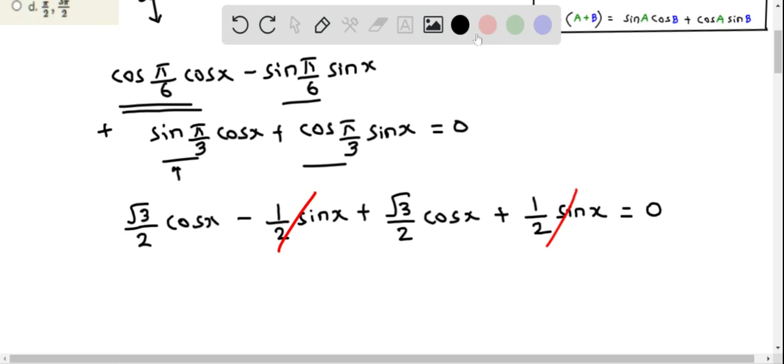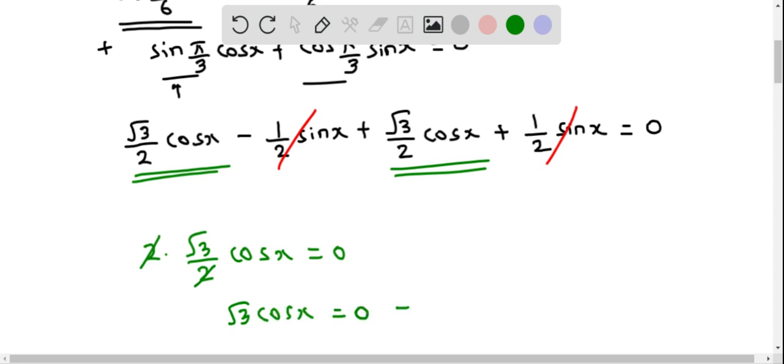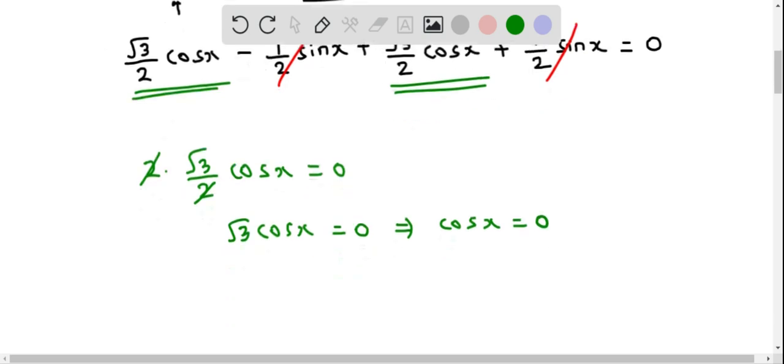So these two get cancelled, and we have these two terms, that is root 3 by 2 cosine x plus root 3 by 2 cosine x. So it will be 2 times root 3 over 2 cosine x, and this equals 0. So we can cancel these two 2's, and so we get root 3 cosine x equals 0. We divide both sides by root 3, so we only get cosine x equals 0. So this is the trigonometric equation which we have to solve now.